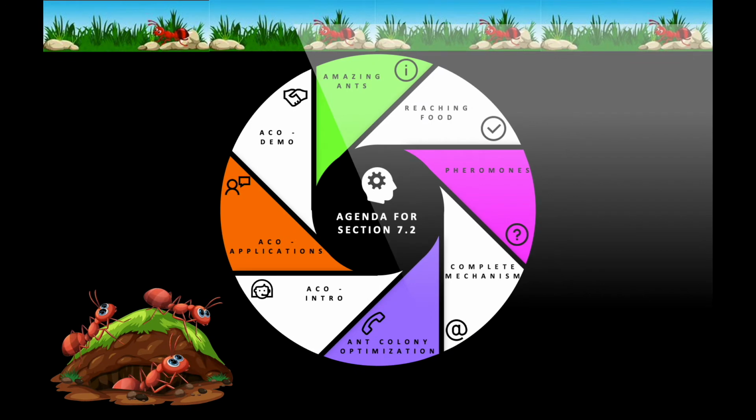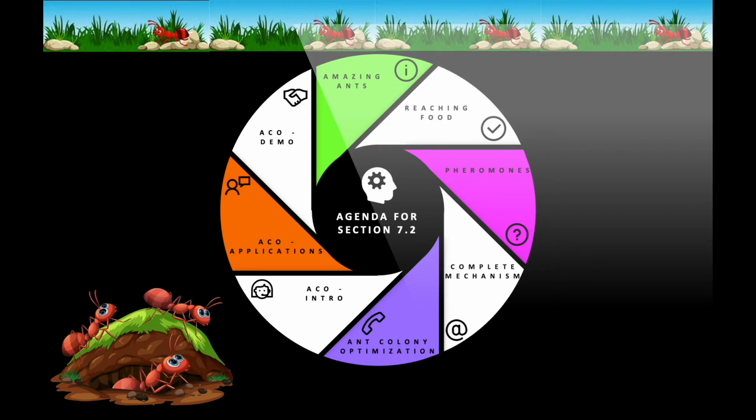So first I'll discuss the agenda for section 7.2. We'll start with the topic amazing ants, which is basically all about what makes ants such amazing and wonderful creatures. We'll then see how they are so good at reaching food. If they have a food source or some grains lying around, you'll see that ants will not only quickly reach it, but also get their whole colony out and get it transported.